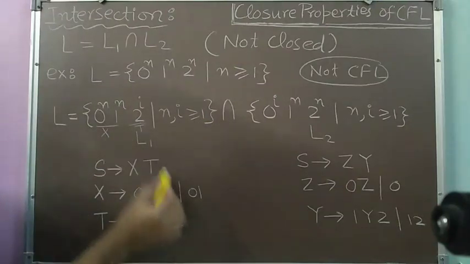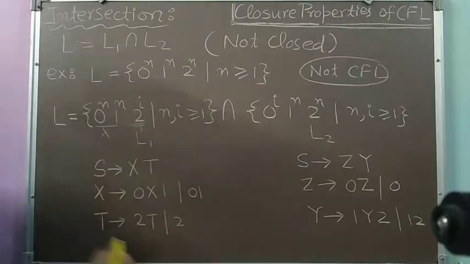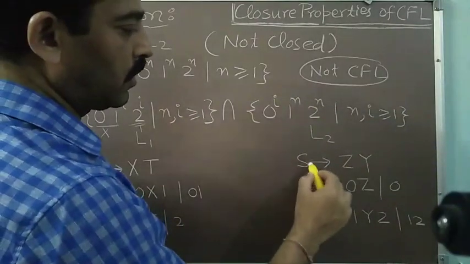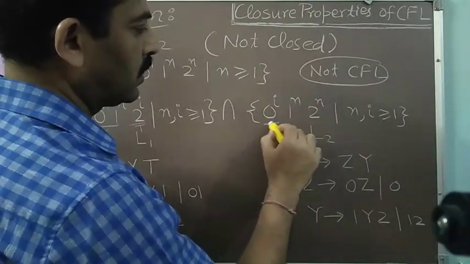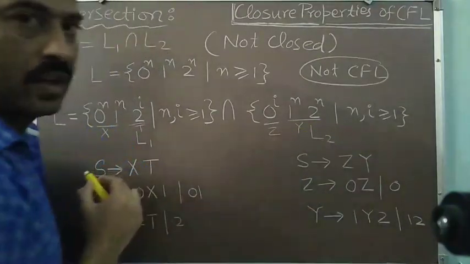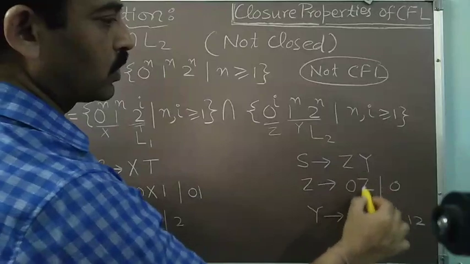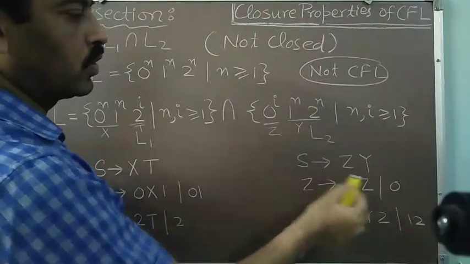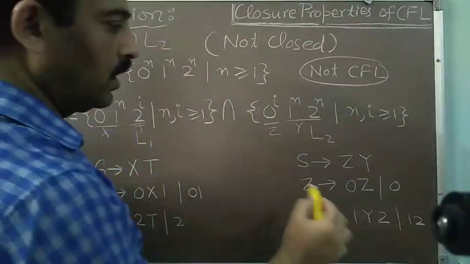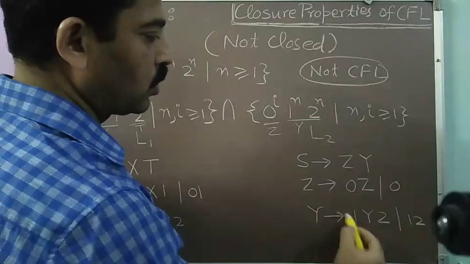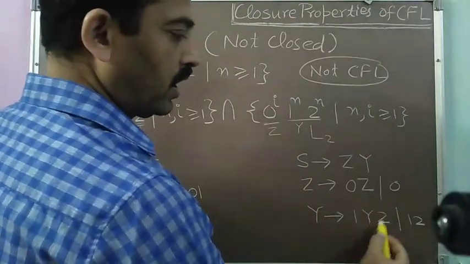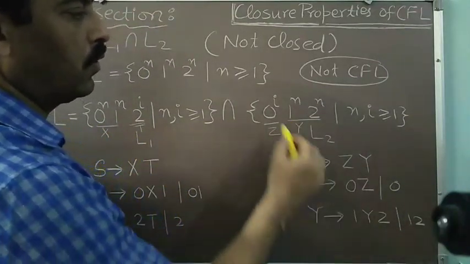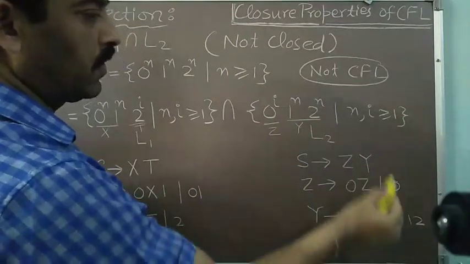In this manner we can write the grammar for this particular language, and we can see that this grammar is a context-free grammar. Similarly for this one as well, we can write the grammar in the form S → ZY. So this is Z and this is Y. From Z I can generate 0Z and ultimately replace it by 0. So 1 or more zeros I can generate through Z. Similarly from Y, 1Y2, and each time I use it, I generate an equal number of ones and twos, and then Y I will replace by 12. In this manner I can generate an equal number of ones and twos. So this is also a context-free grammar.